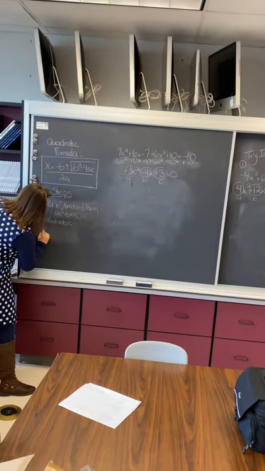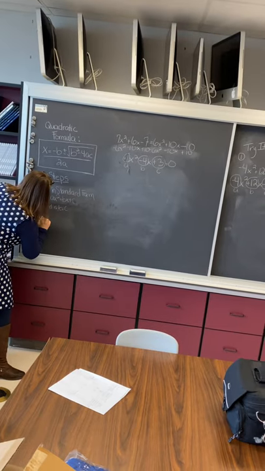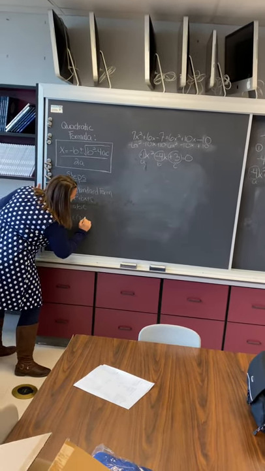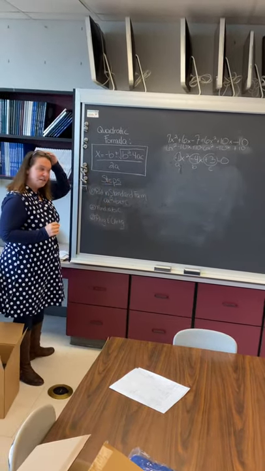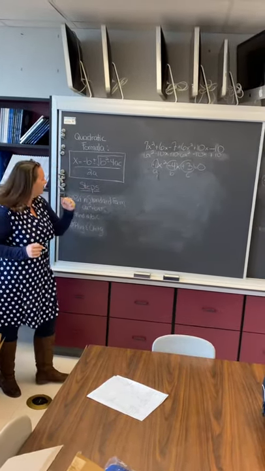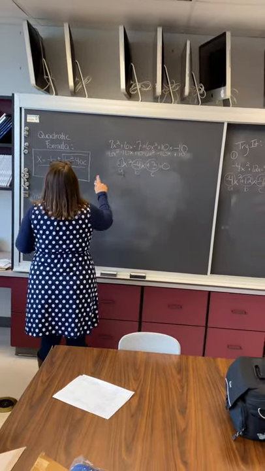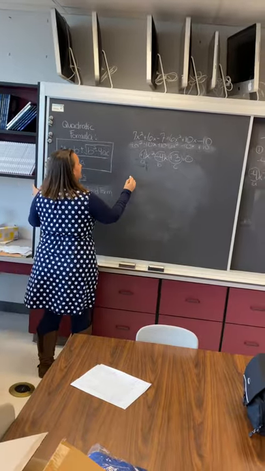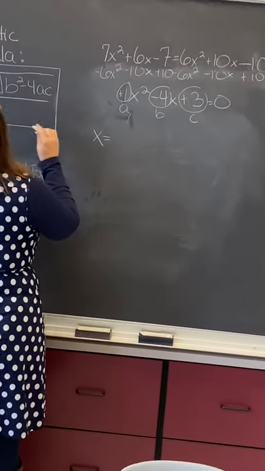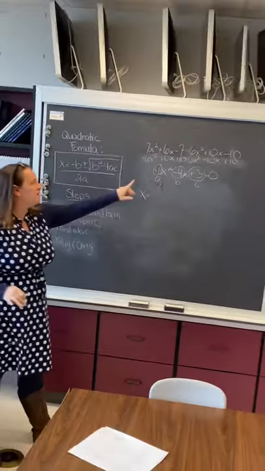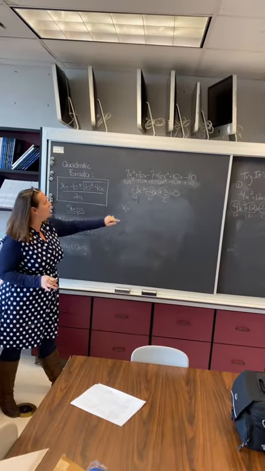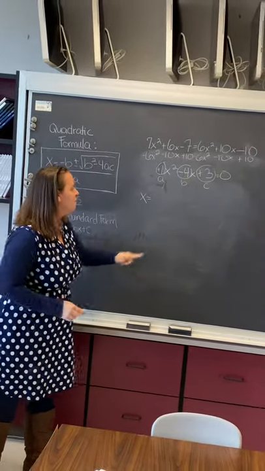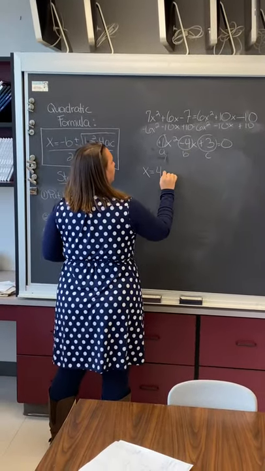Step three, I bet you guys can guess. We've been working with equations all year. We're gonna plug and chug. Okay, so I'm gonna look at my equation and I'm gonna look at my A, B, and C and I'm gonna put in exactly what I see. X equals minus B. This is why your positives and negatives are important. Our B is a minus four. Minus a minus four is a positive four.